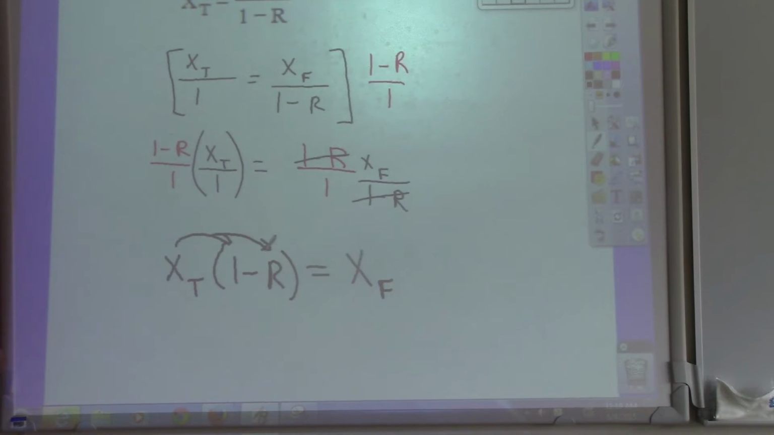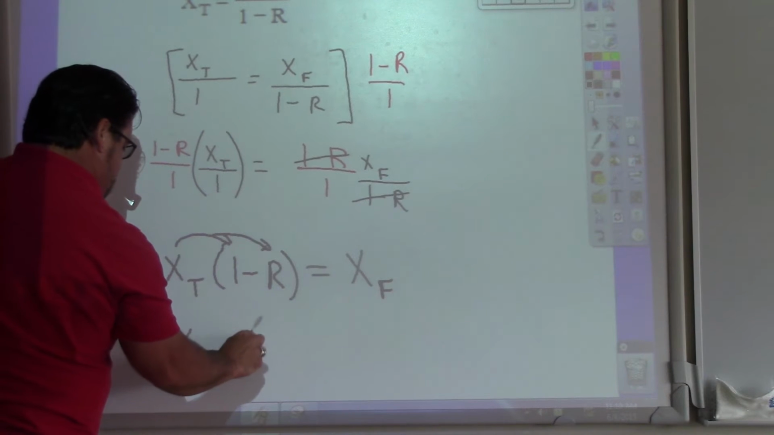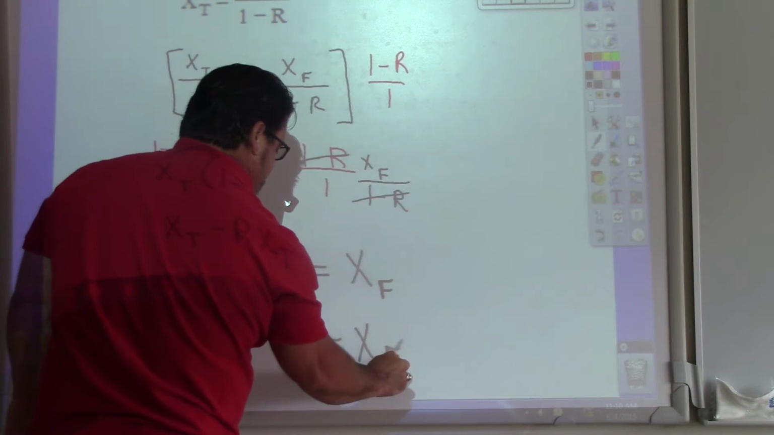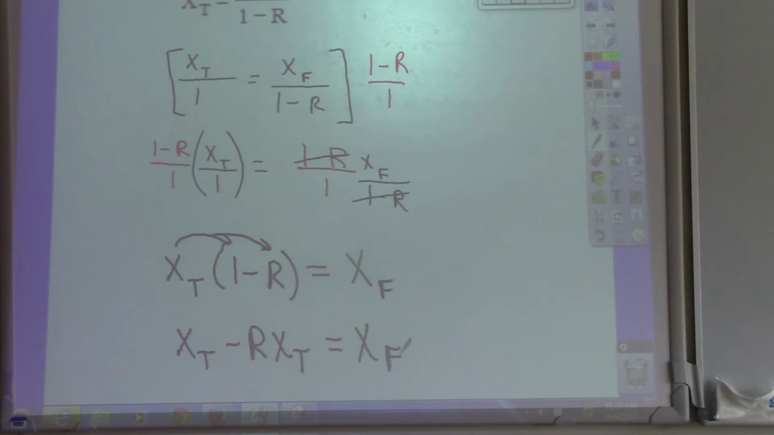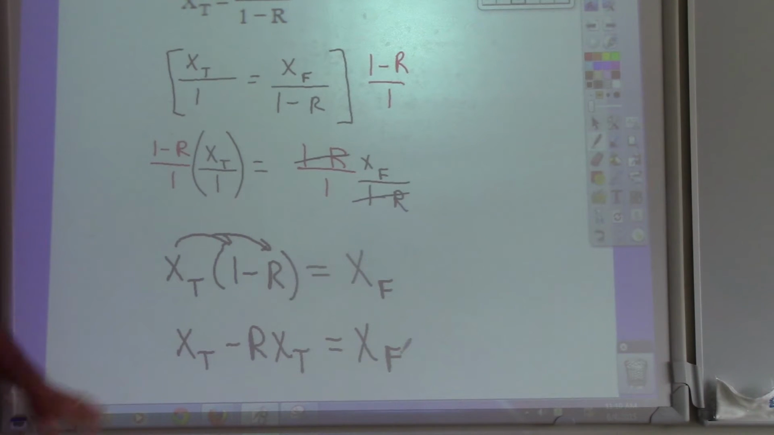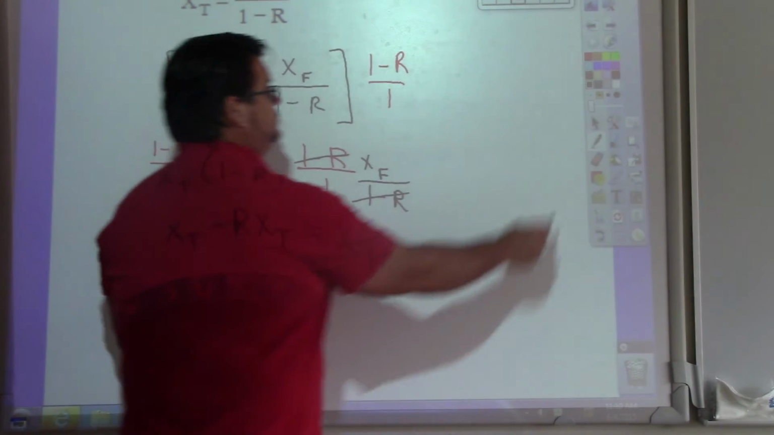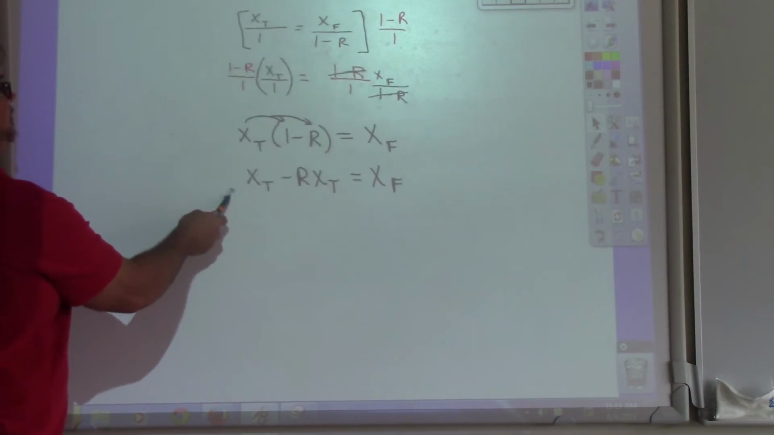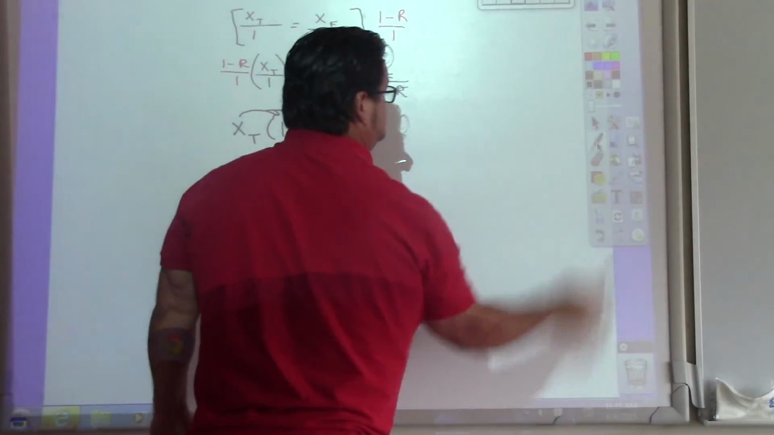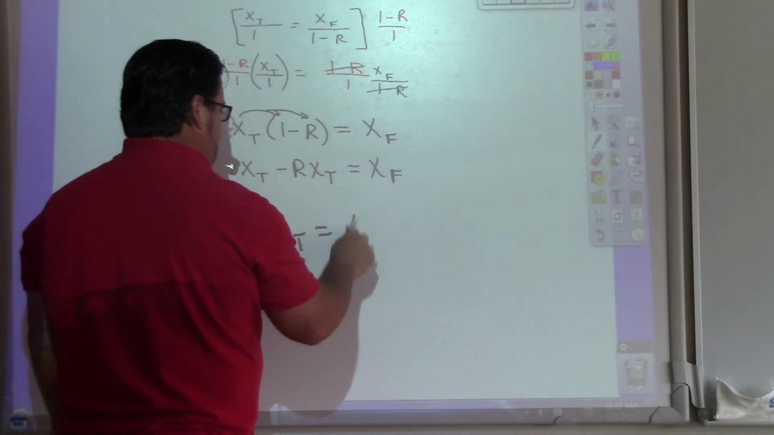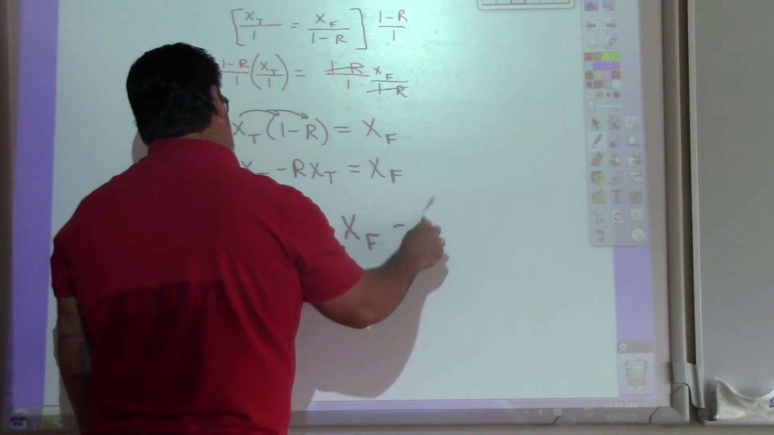So x sub t minus r times x sub t is equal to x sub f. Now what? Well, you got two little blocks of concrete here. This one you don't even need, so throw it on the other side. You'll love my analogies, don't you? Yeah. I'm just kidding. So that's going to be negative r x sub t is equal to x sub f minus x sub t.